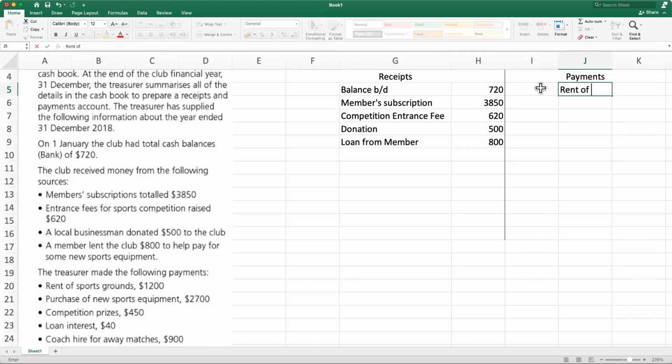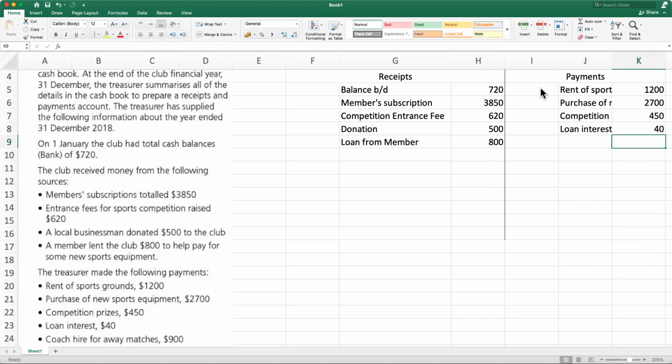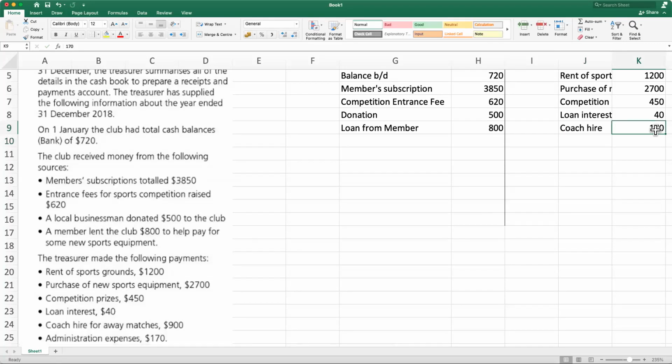Rent of sports ground, 1,200. Purchase of new sports equipment, 2,700. Competition prizes, 450. Loan interest, 40. Coach hire, 900. Admin expenses, 170.